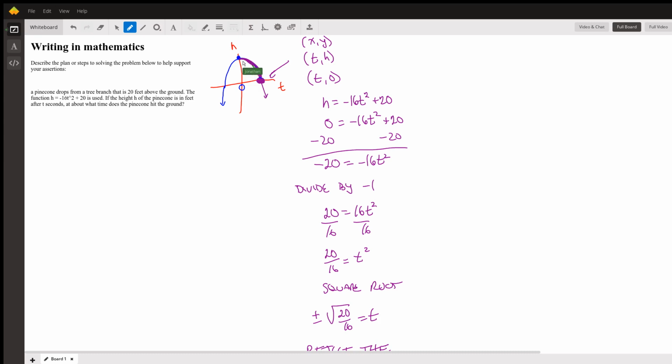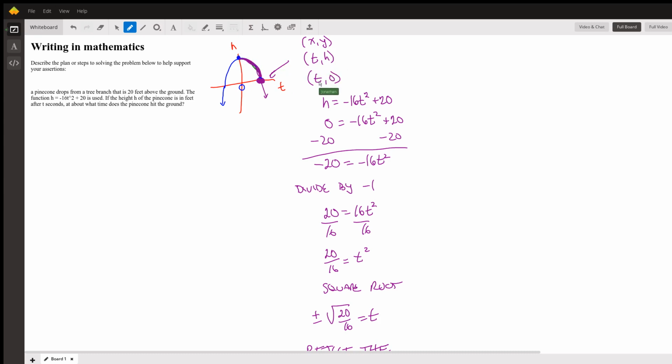As time goes on, the height of the parabola, or the height of the pine cone, goes down, down, down until it finally hits the ground and it stops right there. So what we have is, we're looking for this point. Now, normally when you have a point on graph paper, you call it (x, y). But instead of using x and y, they're using time for x and height for y. So we have (t, h).